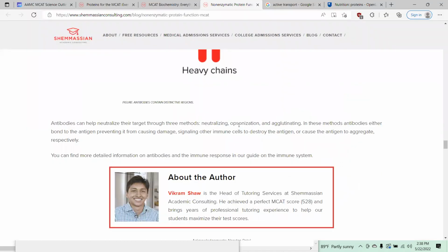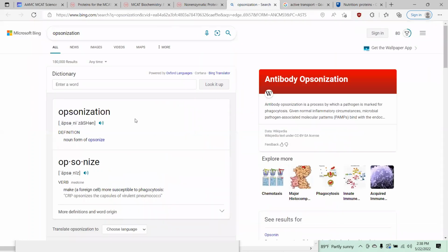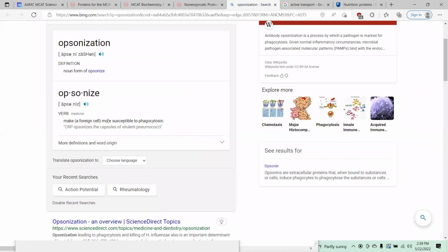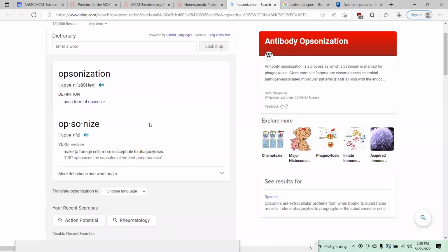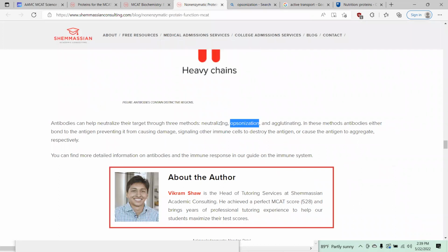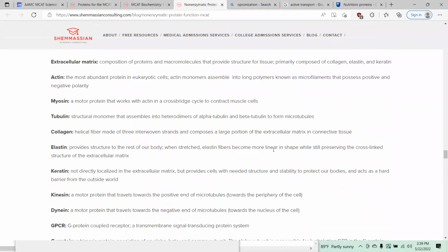Oh yeah, opsonization. I forgot what that means. It makes the pathogen more susceptible to phagocytosis. So when it binds to a pathogen, it makes it easier for other cells to phagocytose it and eat it, basically. So antibodies, yes. And that's about it.